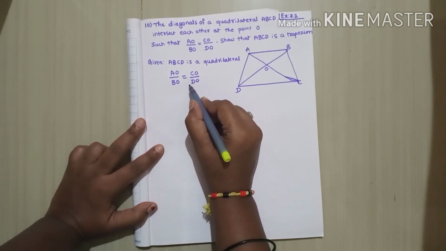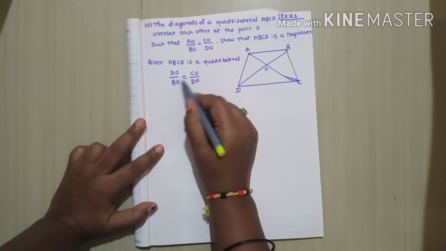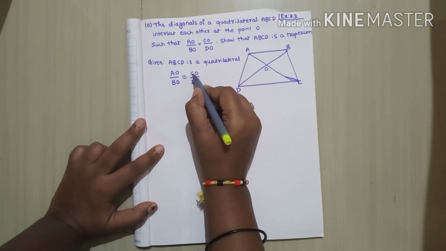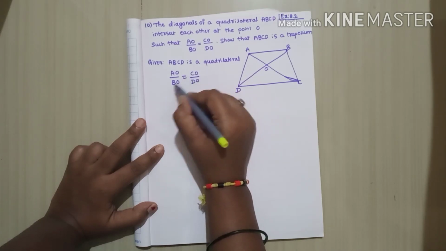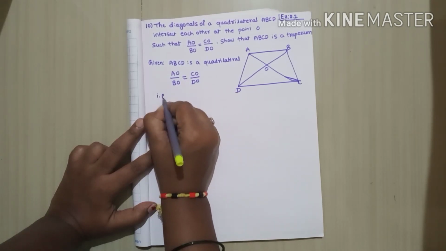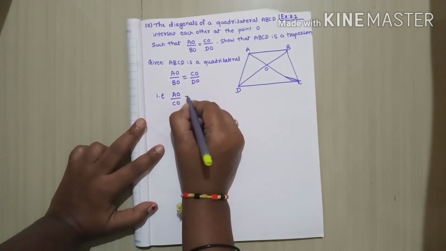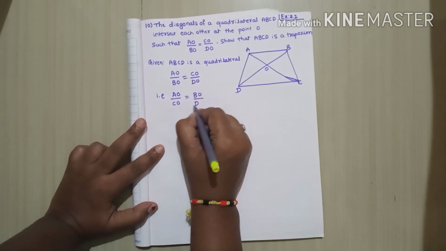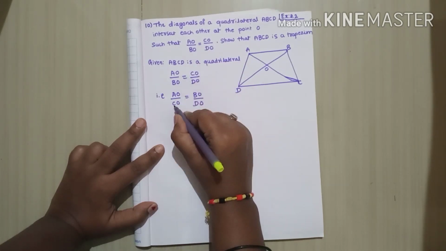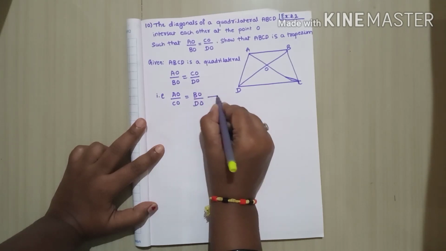In the last ninth sum, we got the result as AO by CO is equal to BO by DO. To get this result, we exchanged these two. Means CO we transferred here, BO we transferred here. So I can write that result as we got in the ninth sum: AO by CO is equal to BO by DO. We can write like this, no problem. This is equation 1, you take.